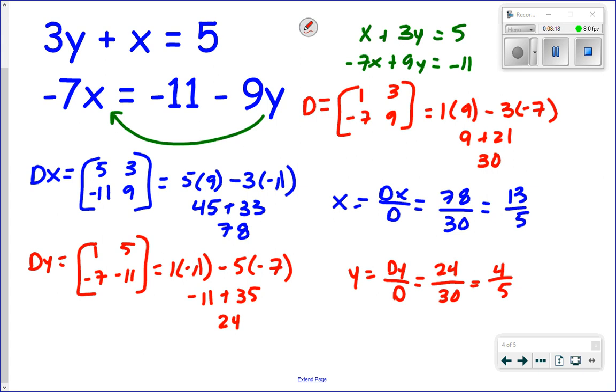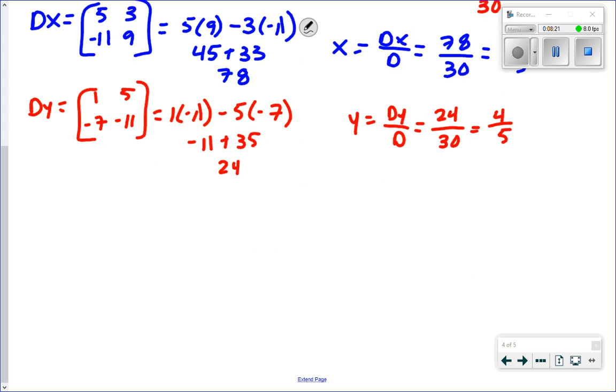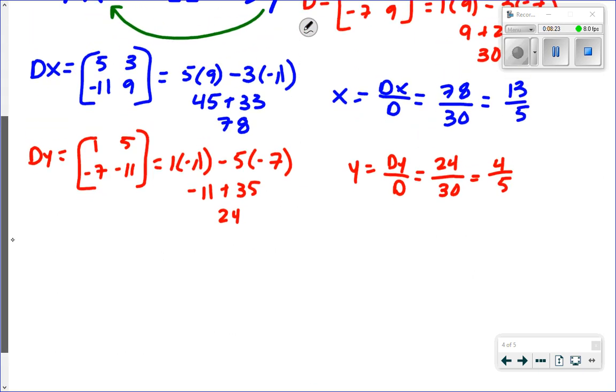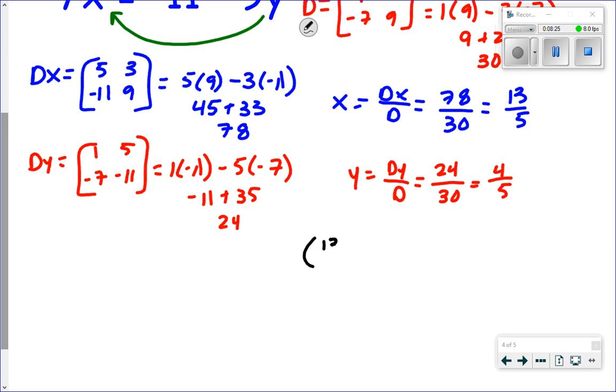And the final thing I need to do then is write it as an ordered pair. So x is 13 over 5 and y is 4 over 5.